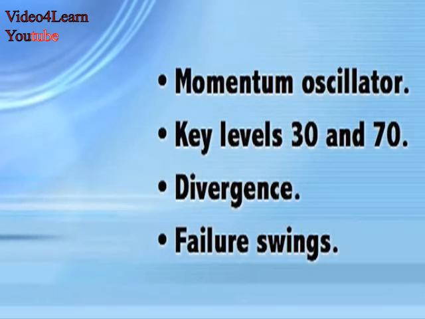RSI is measured on a scale of 1 to 100, with the key levels being 30 oversold and 70 overbought. Divergence occurs when a stock hits a new low or high without a corresponding RSI low or high. A failure swing occurs when a stock's RSI hits one of these key levels, retreats, quickly returns to its previous trend, and then falls back to the pullback level.